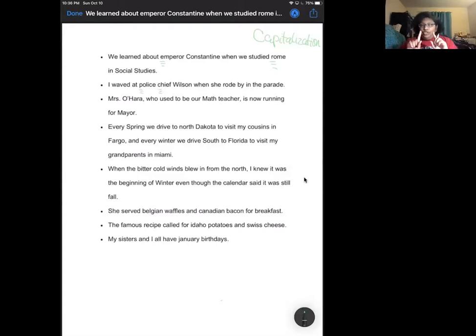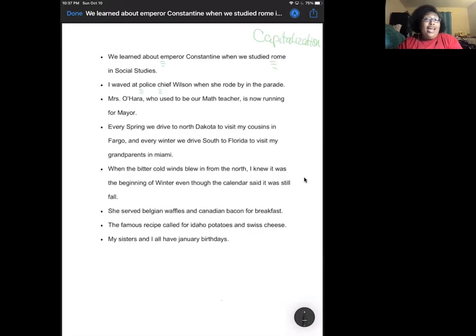Now, tricky, tricky, tricky. You know why it's tricky? Because I ran this through Grammarly before here, and Grammarly got this wrong. So here's another example of you can't always trust Grammarly. Grammarly is really good, but it's not 100%. So, math teacher. Are we talking about math the subject? Yes, we are. So we're gonna leave that up there. And so the math teacher, Miss O'Hara, is running for mayor.